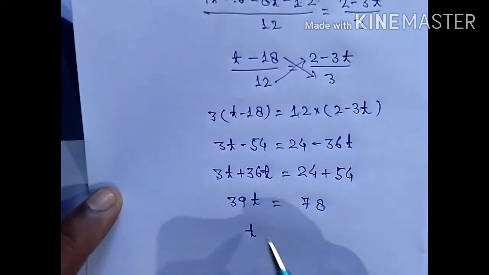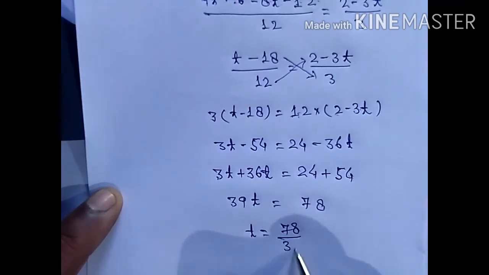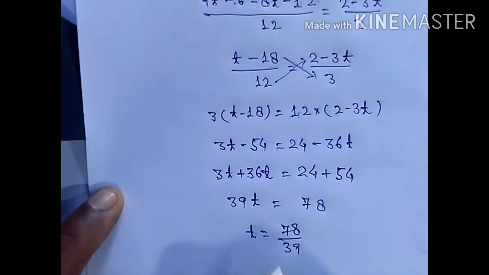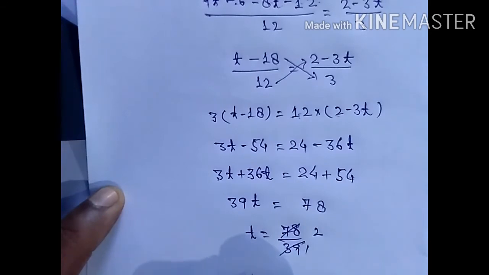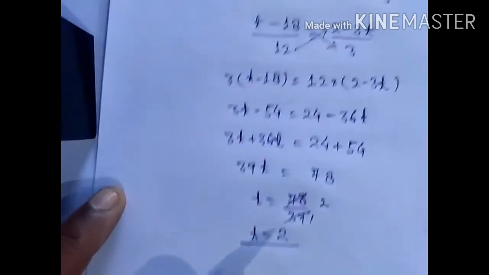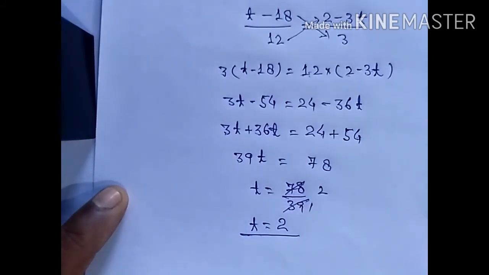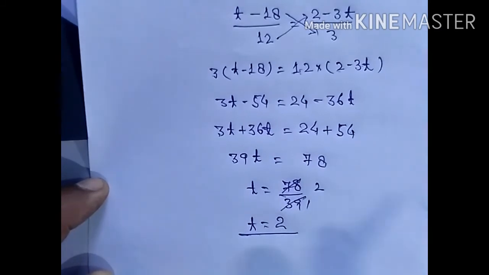So t is equal to 78 by 39. So 39 times 2 is 78, student. So we can reduce it. 39 times 1 is 39, 39 times 2 is 78. So t is equal to 2. The value of t is 2 here, student, in this equation. So the answer of this question is t is equal to 2, student.